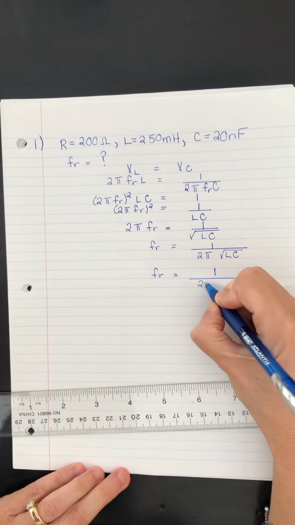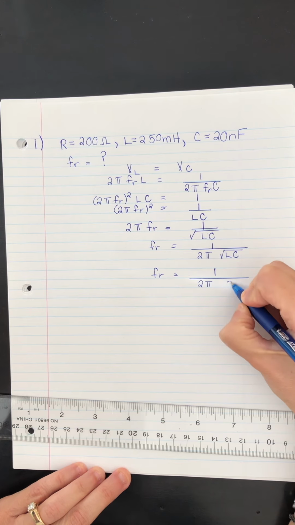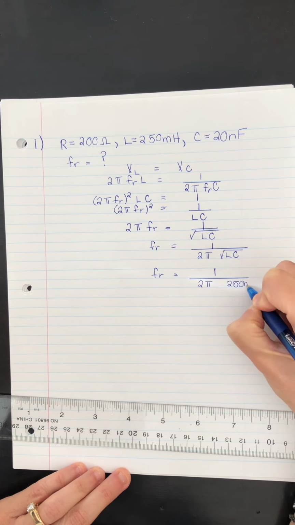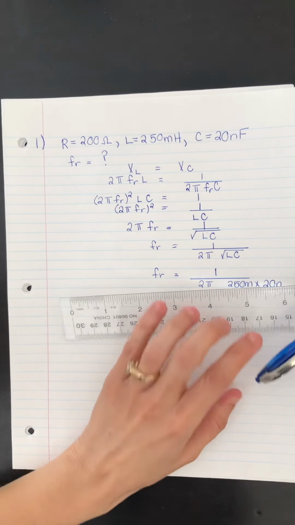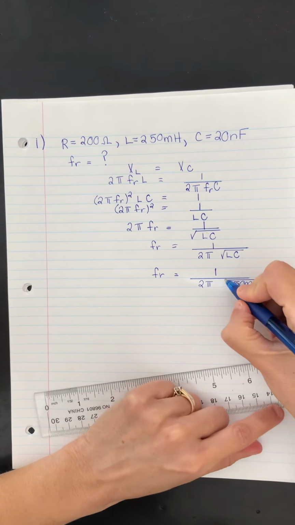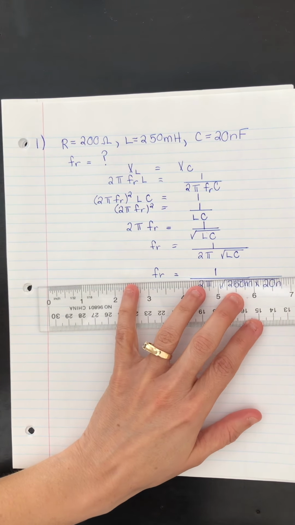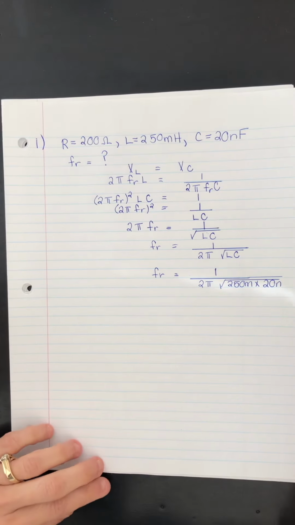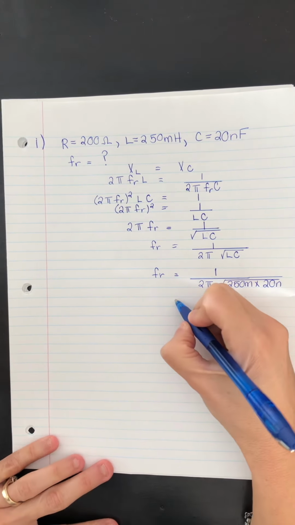Okay, so underneath the square root sign, I have 250 milli multiplied by 20 nano. Like that. Okay, so that's just substituting into the formula. And now we're going to go ahead and work this out.